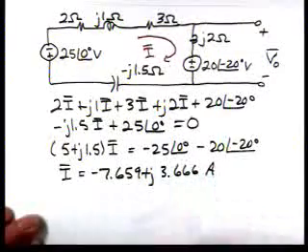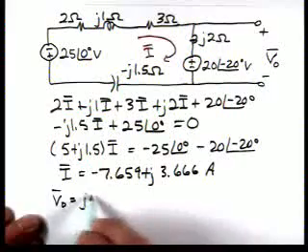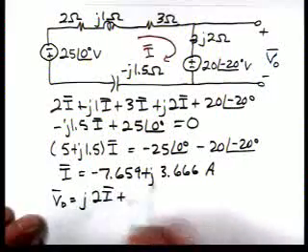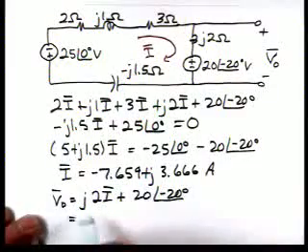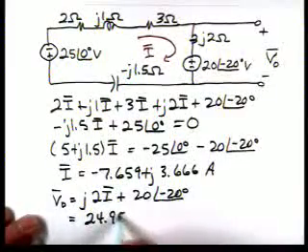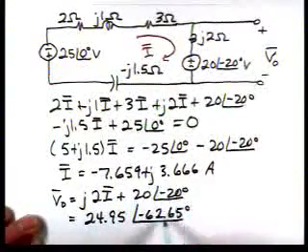3.666. And if we look at our circuit, V0 is J2 times I plus 20 at an angle of minus 20, and that's 24.95 at an angle of minus 62.65 degrees.